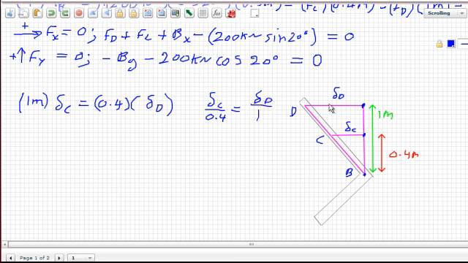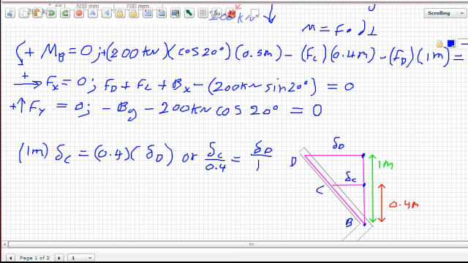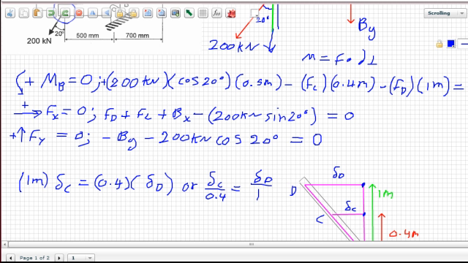It's the same thing. If you're considering the bigger triangle over here, you're going to say this side of the triangle divided by its own base is the same ratio as the side of the smaller triangle divided by its own base, which is 0.4. Either or, those two are the same. So now this is great because we're starting to see some relationship between point C and point D.